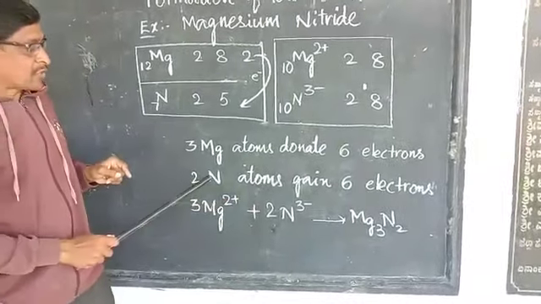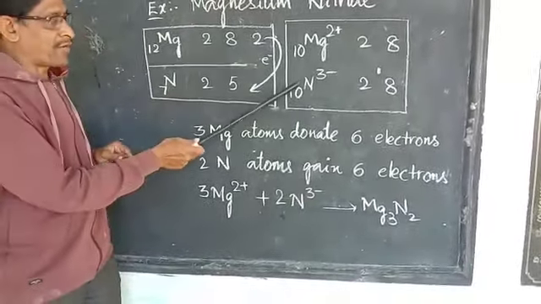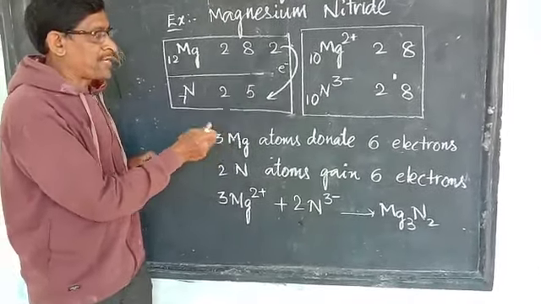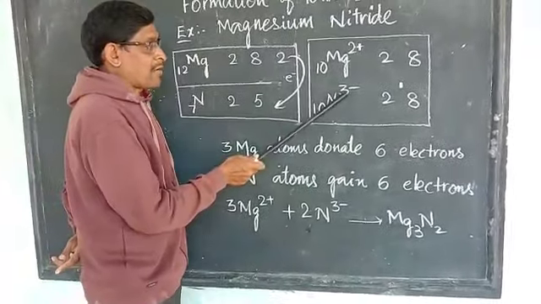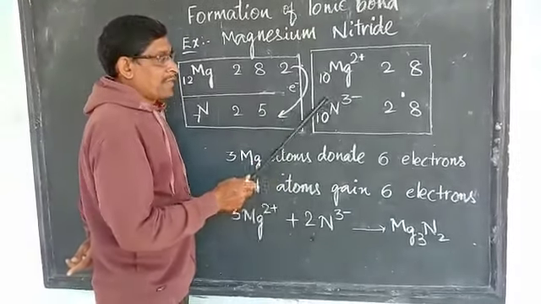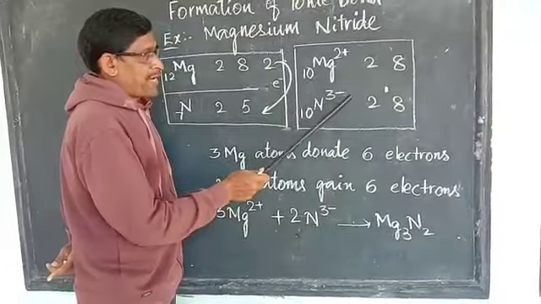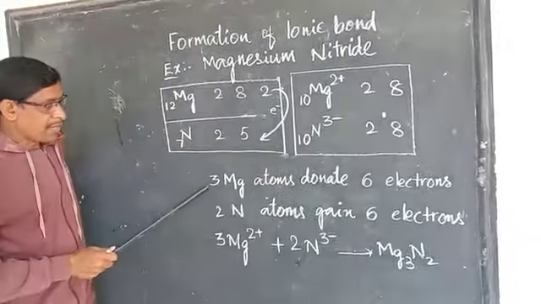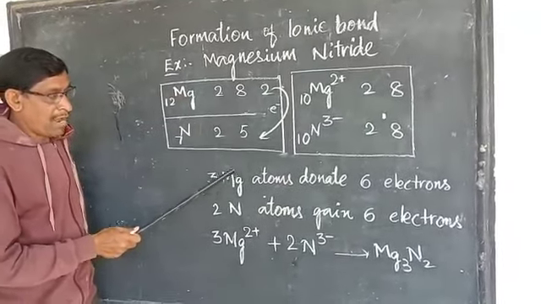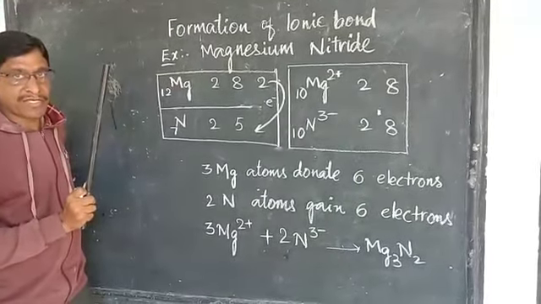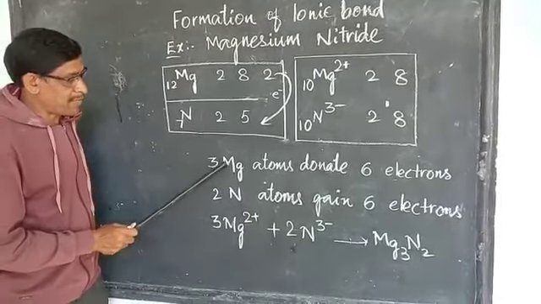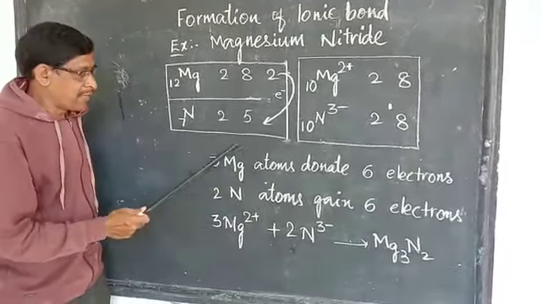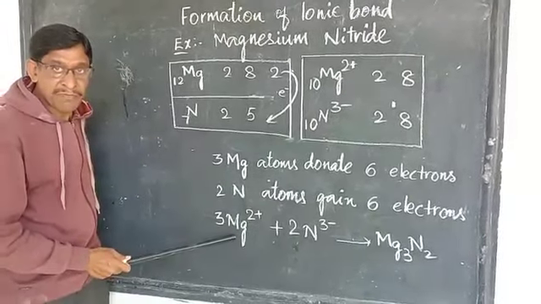Only one nitrogen ion we have written here. It gets 3 electrons and becomes an ion. Its electronic configuration is 2, 8. Now see, 3 magnesium ions. Now I don't say these are atoms. These 3 magnesium atoms donate 6 electrons. After donating 6 electrons, these atoms become ions.